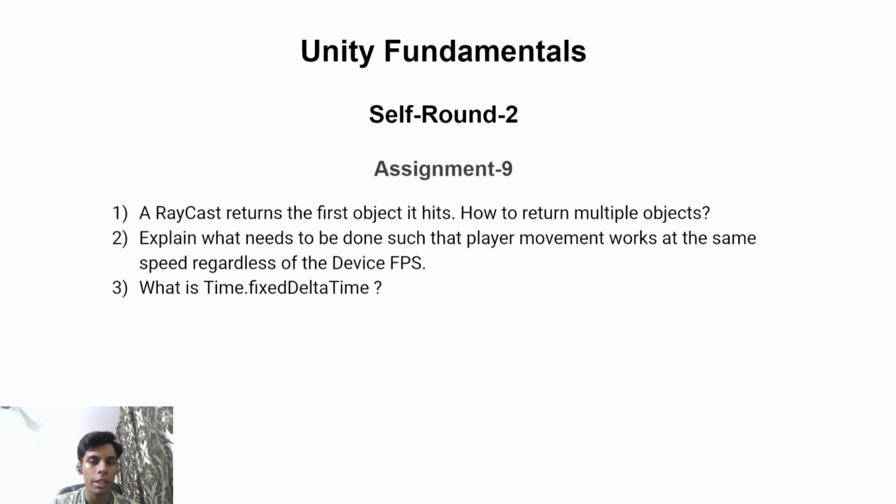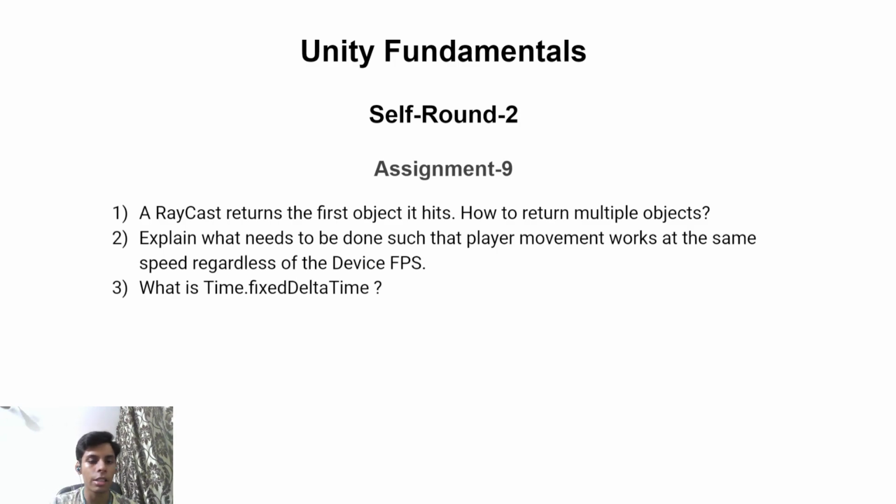So coming to the second question, to ensure consistent player movement speed regardless of device FPS, you can use Time.deltaTime in your movement calculations. Time.deltaTime represents the time in seconds it took to complete the last frame. By multiplying the movement speed with Time.deltaTime, you can achieve frame rate independent movement.